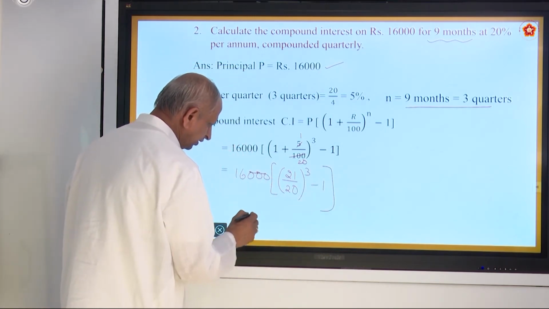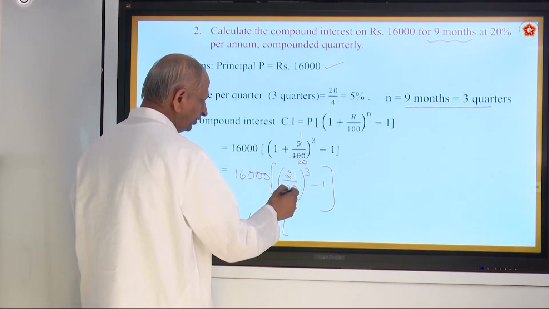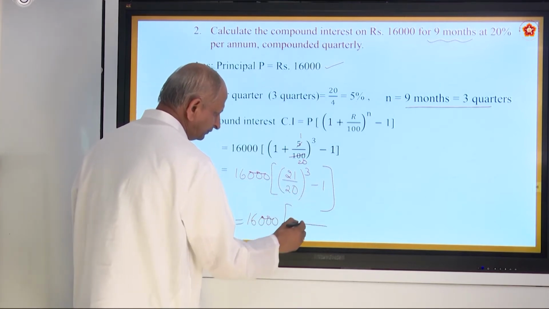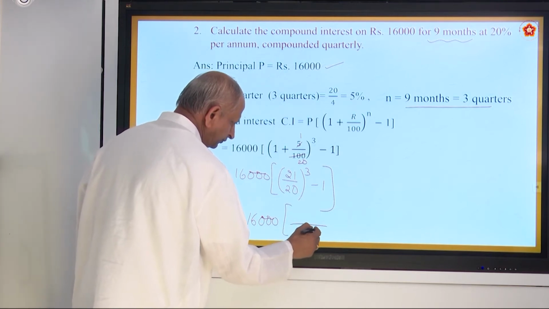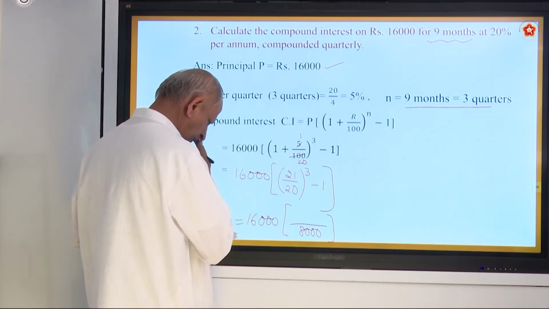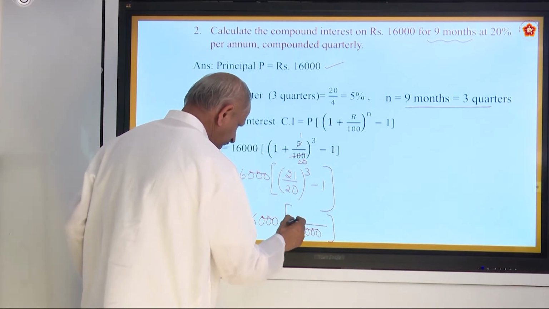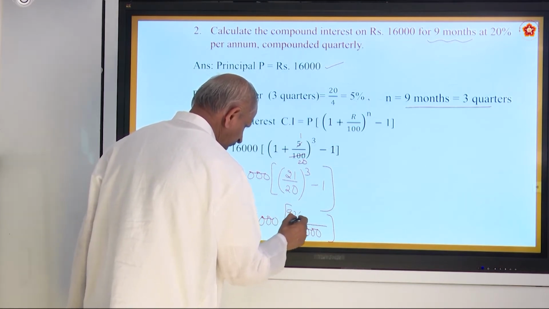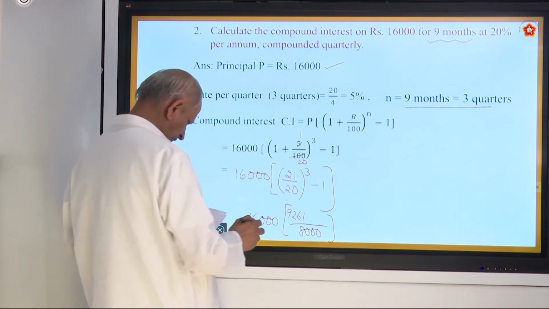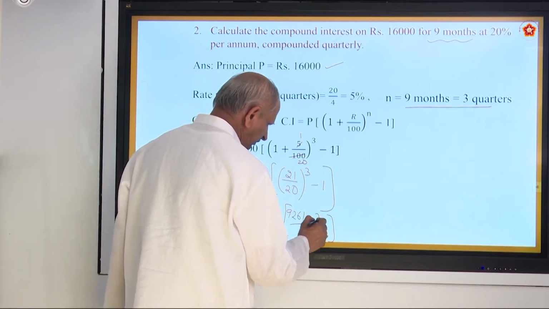So, 16,000 into this is 20 cube becomes 20 into 20 into 20, 8,000. Here in the numerator you have 9261, (21 into 21 and 21) and minus this is 8,000.